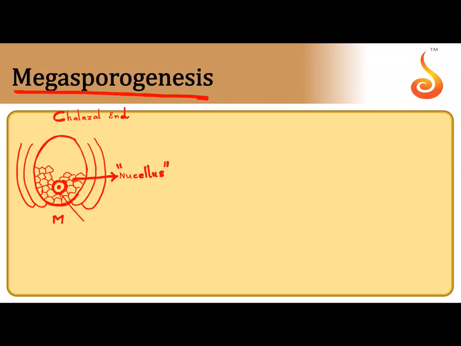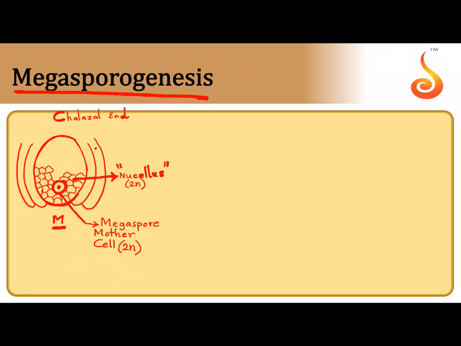Now this single cell that is differentiating, that becomes different from all the other nucellus cells, will function as a cell called the megaspore mother cell. It is diploid. Like every other nuclear cell, it is diploid. Remember, the nucellus is also a tissue made up of diploid cells. This much is clear to all of you. Where is this megaspore mother cell differentiating? The megaspore mother cell is differentiating at the micropylar end of the nucellus.